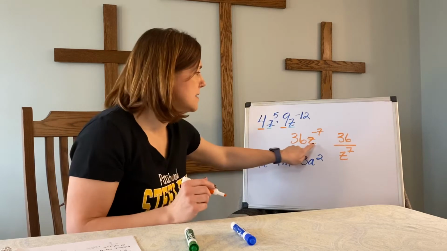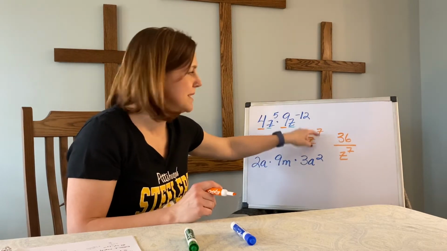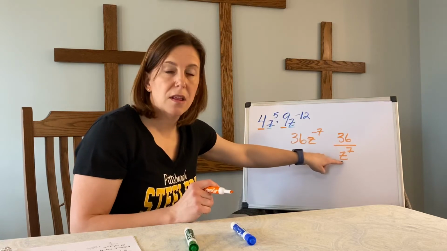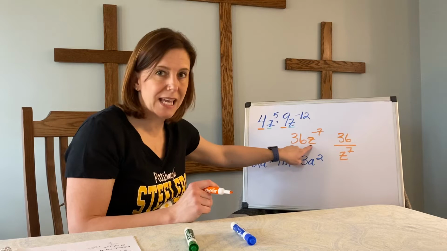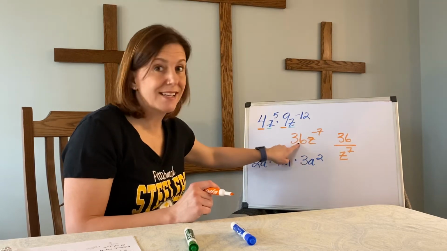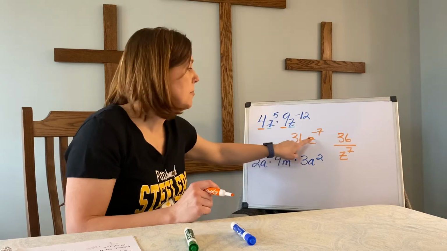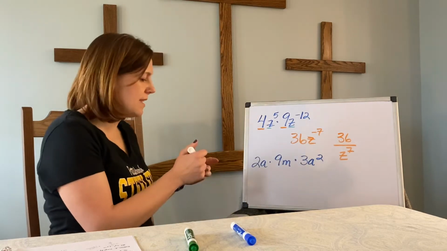I took this z to the -7th, and I know that a negative exponent means I bump it to the denominator. But remember that this -7 only refers to this z, only to what is immediately in front of it. So my 36 stays just where it is, but my z moves to the denominator. Okay, look at the next one.